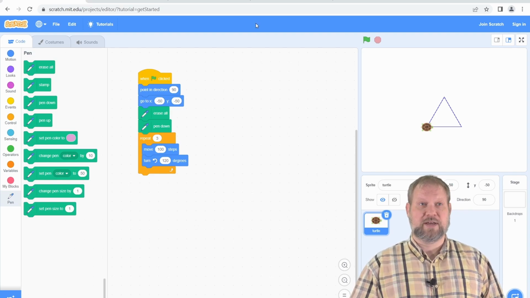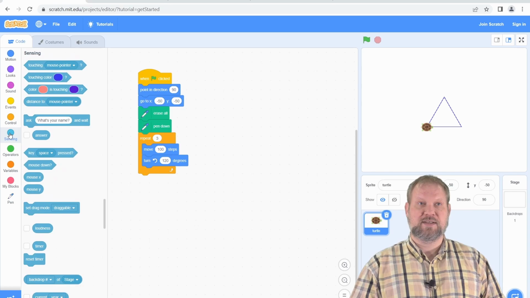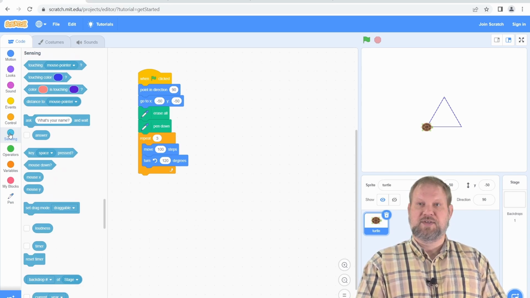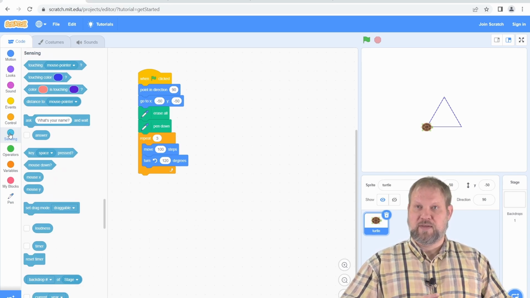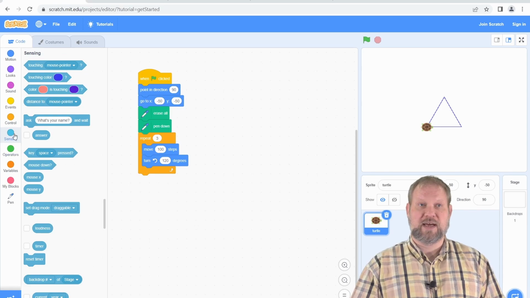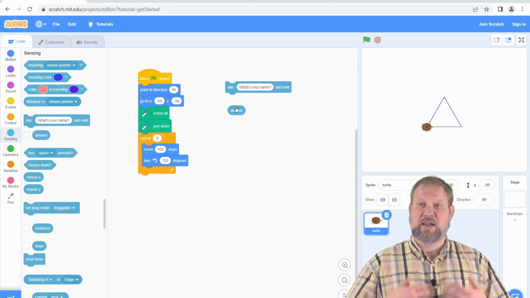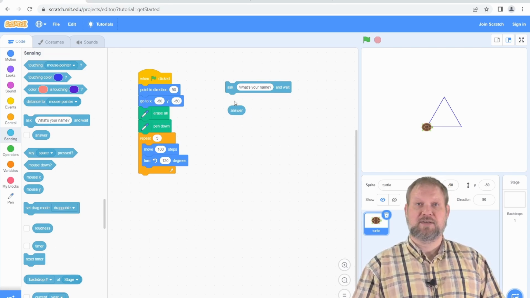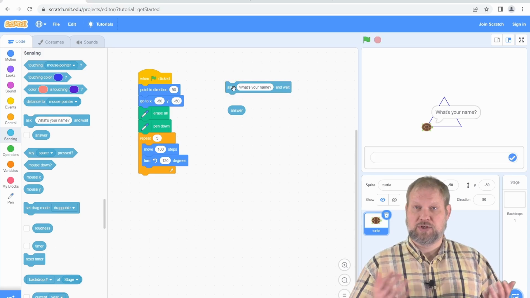polygon, regular polygon. So to do this, I'm going to introduce a couple new blocks out of this sensing palette. And the sensing blocks have to do with how the sprite understands its environment. So it basically senses parts of the stage and information like that. But what we're really after is these 2 blocks, this ask block and this answer block. And the ask block allows the sprite to ask a question. In this case, what's your name? And if I click that, it will show you the interface.